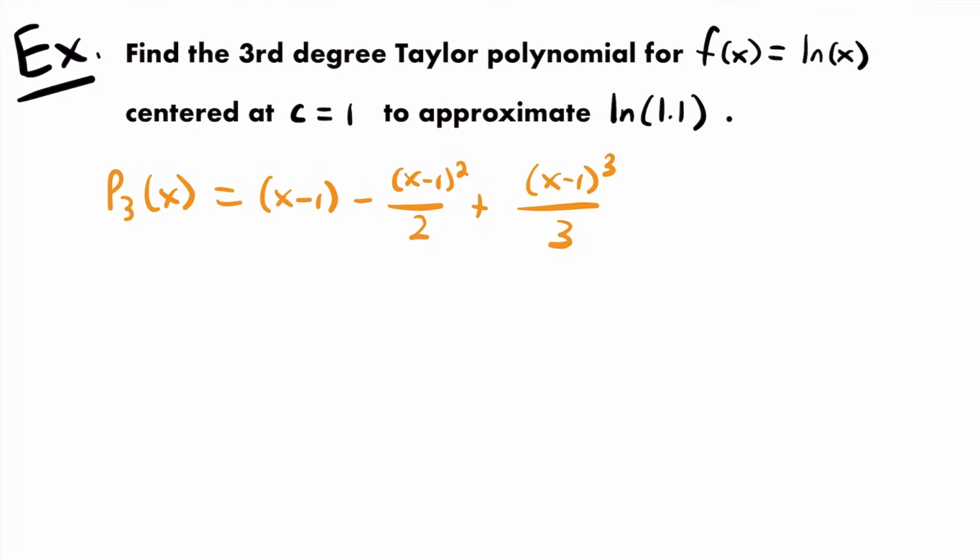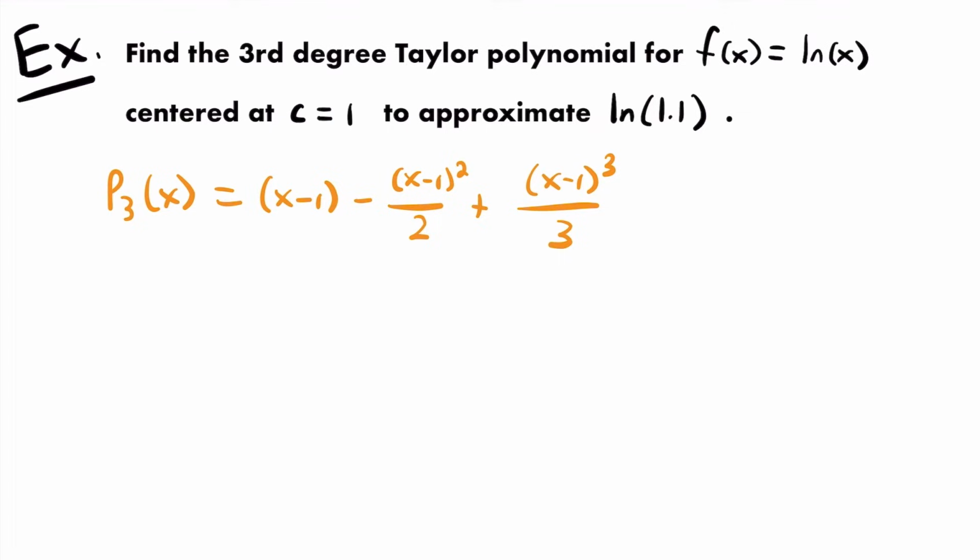If we wanted to approximate the value of the natural log of 2.1 or 3.1, we would want a Taylor polynomial centered at a different value. For 2.1, we would want to center it around 2. For 3.1, we would want to center it around 3. So that's the reason why you would want to center a Taylor polynomial at a certain value of c. It's going to allow you to approximate values near that value.